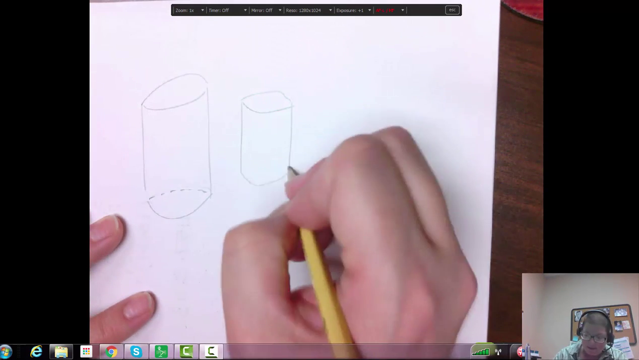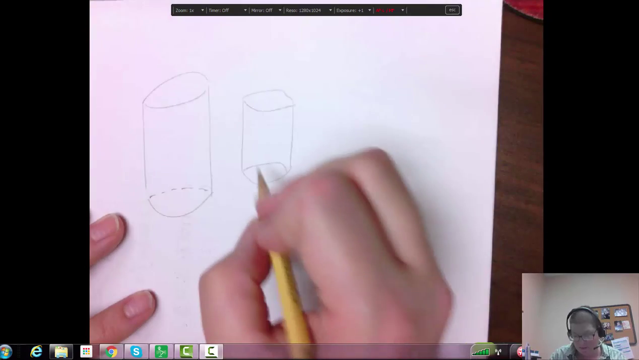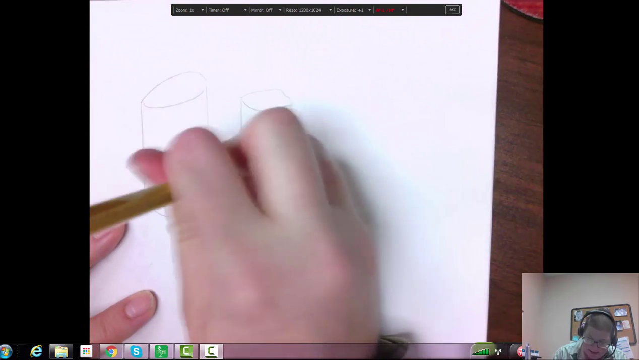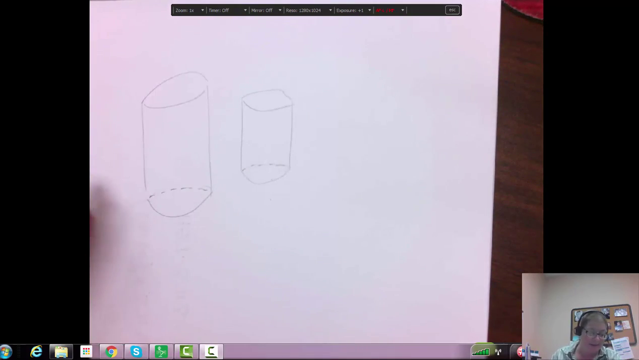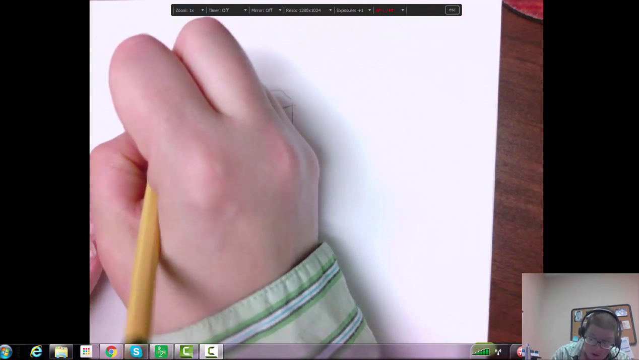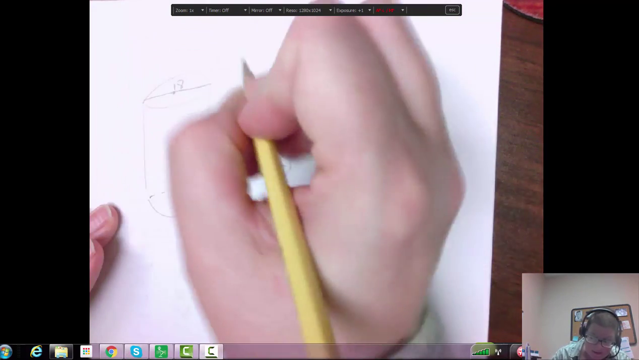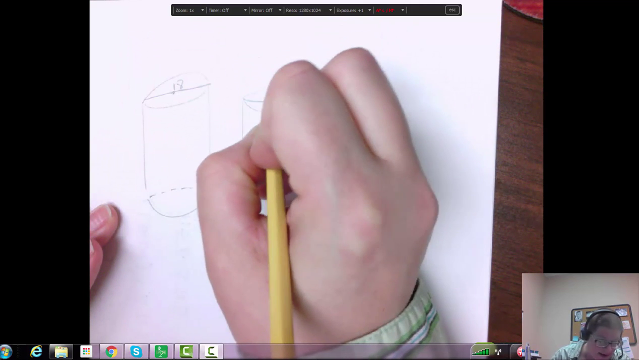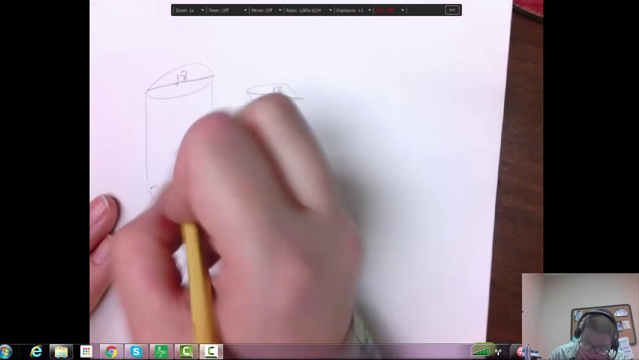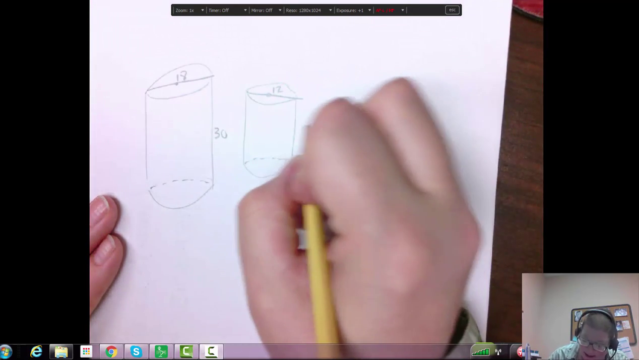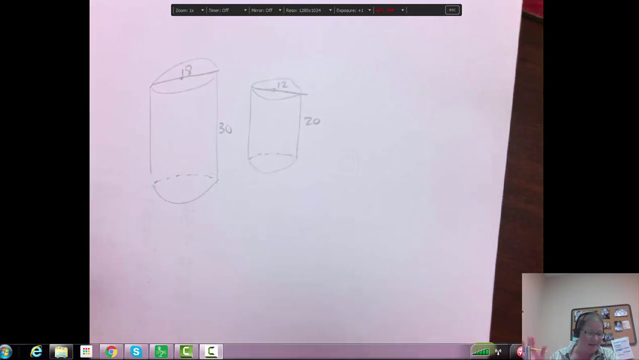Man, this is why I use rulers to draw things. Man, I'm not very good. So if all the way across the top is 18 on this one, and all the way across the top, the diameter is 12 on this one, and this one's 30, and this side's 20 meters, either way.